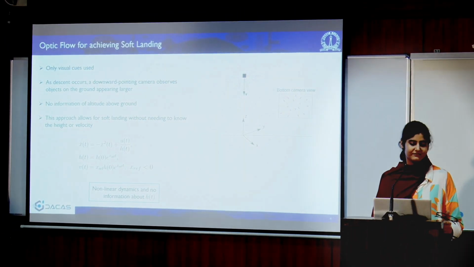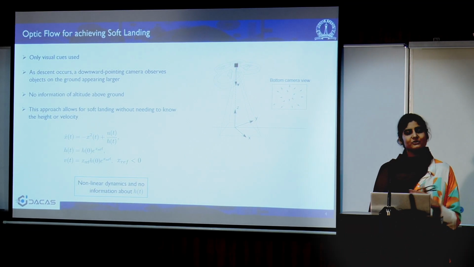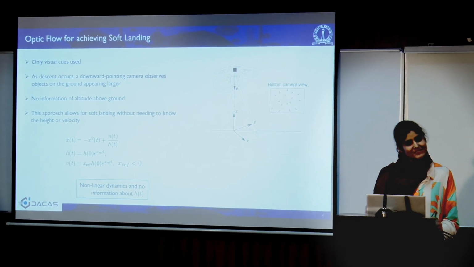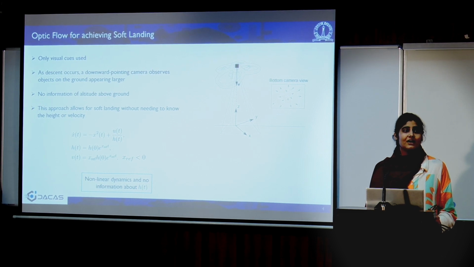In this equation, x is the optic flow, which will depend on how fast or how slowly we are going. And u is the control input we are giving, and h is the height above the ground. In our approach... That's fine.